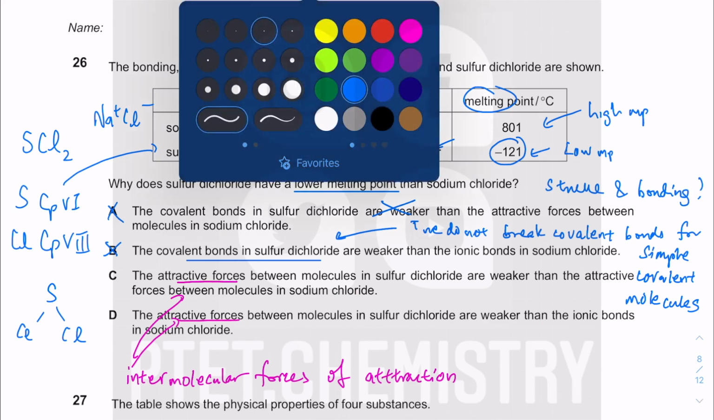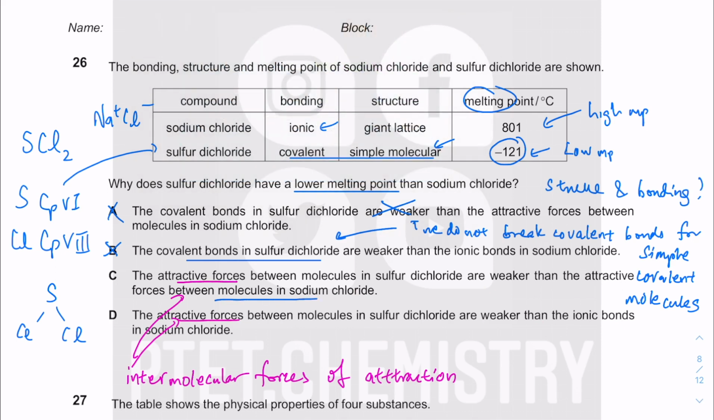I'll tell you something is wrong here. Between molecules in sodium chloride, that is the wrong thing. You have Na plus and Cl minus. This is not a molecule. You should know that you have a giant ionic lattice as stated in the syllabus under ionic bonding.